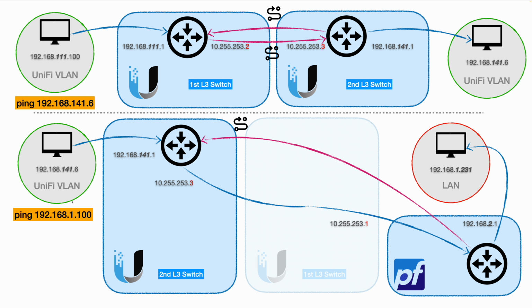Let's look at this illustrated routing path. In that way, your routing will skip the first UniFi layer 3 switch, and it will only be routed via the second layer 3 switch. Of course, that's more optimal than routing through both UniFi switches.